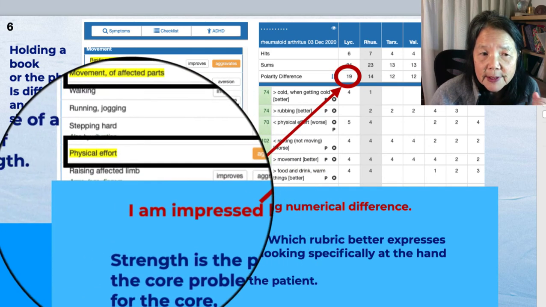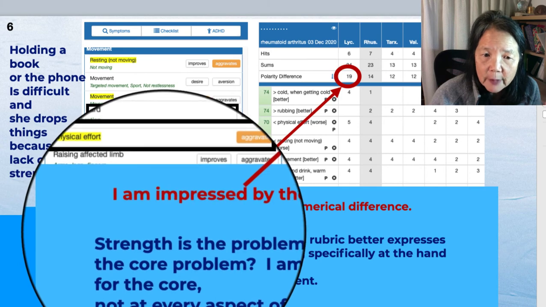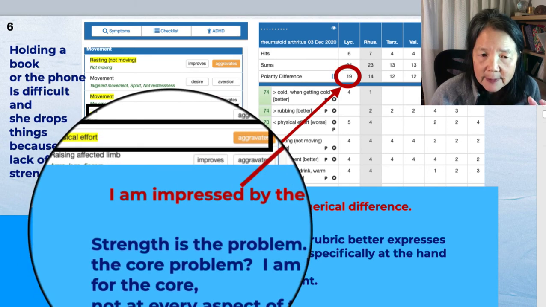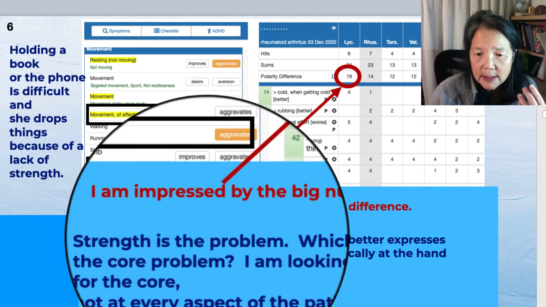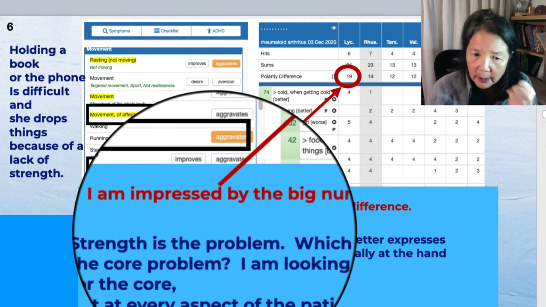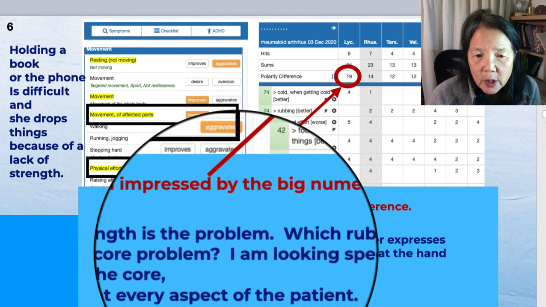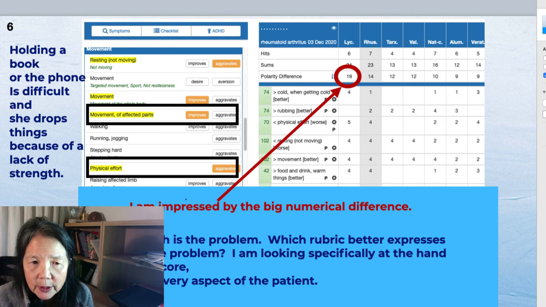And so we see when she's talking about this, she's talking about the strength of her hand. Her hand is badly affected by the swelling. It's red, it's swollen, and she's not able to make a fist. But there's nothing in this rubric list that talks about strength specifically. So which rubric better expresses the core problem of strength? Now remember, I'm looking specifically at the hand problem for the core, not every aspect of the patient.